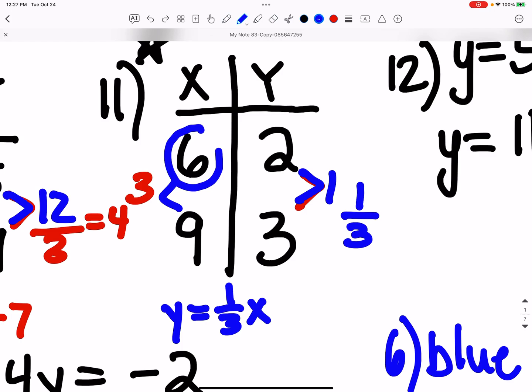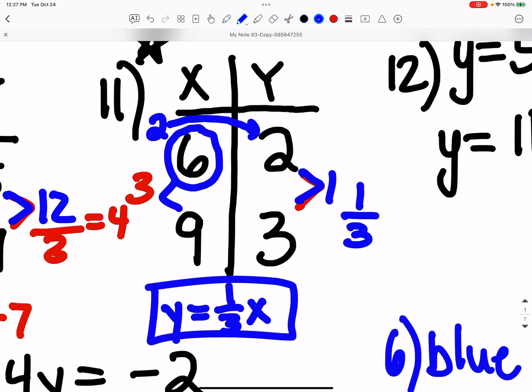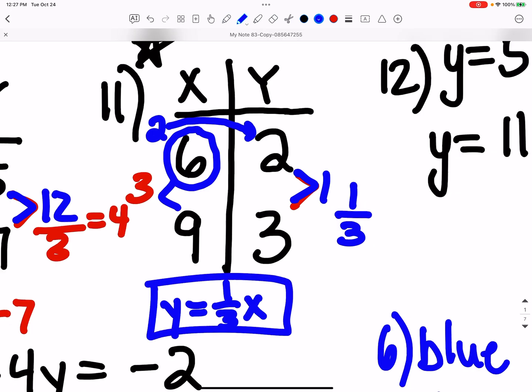Okay, 1/3 of 6 is 2. If I divided 6 by 3, that's 2. Is 2 2? Yes, it is. We don't have to add anything. That's the equation. Done. We don't plus 0. This thing starts right at 0.